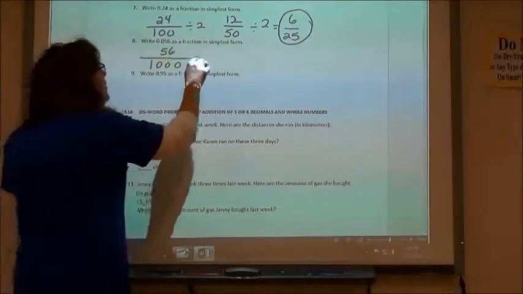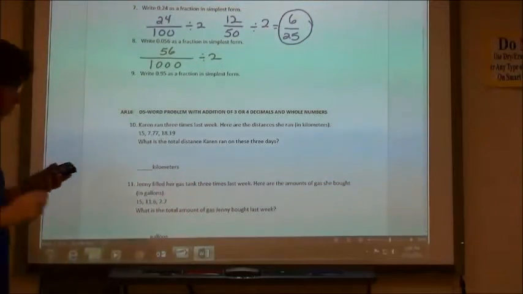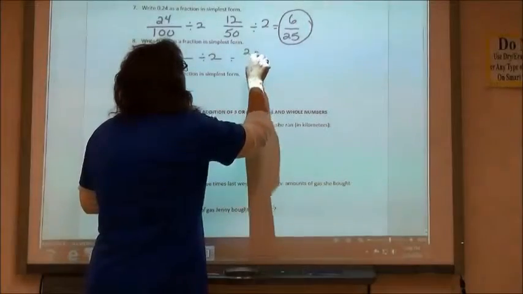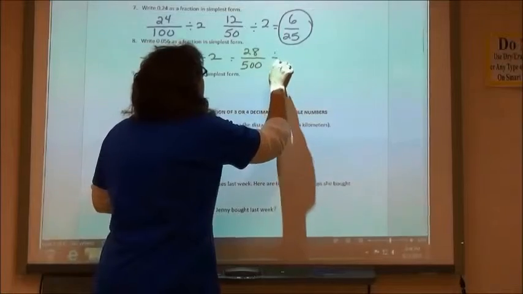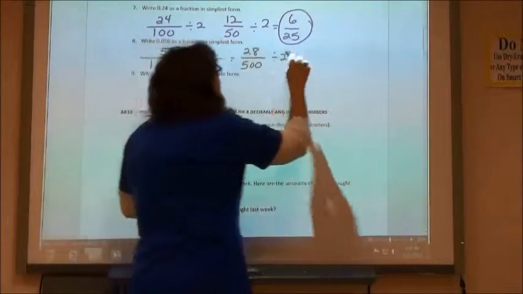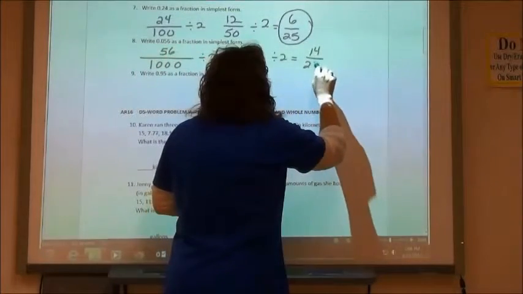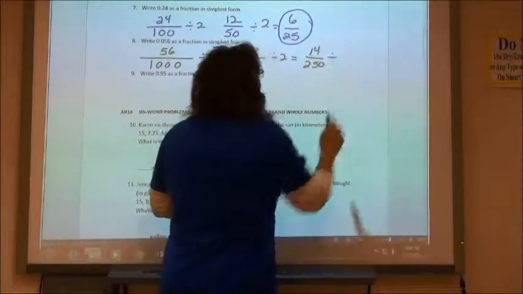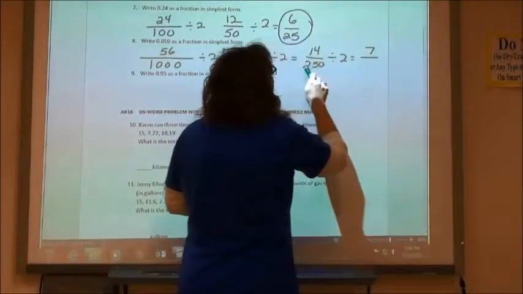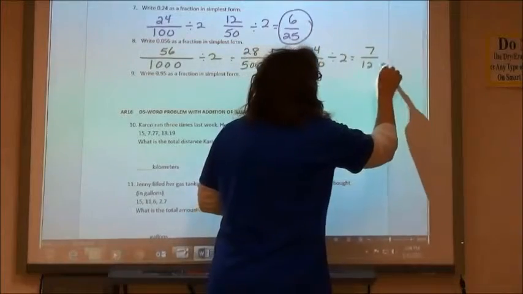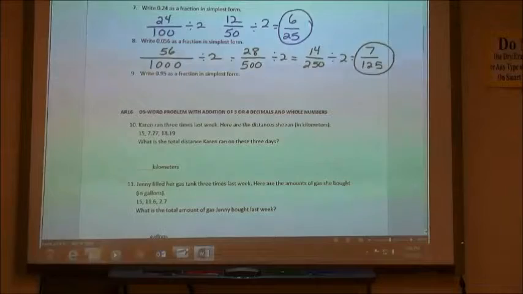Again, both of those are even, so I can divide by 2. 56 divided by 2 is 28. 1,000 divided by 2 would be 500. Again, I can divide by 2. 28 divided by 2 is 14. 500 divided by 2 is 250. Again, they're both even. I can divide by 2. Half of 14 is 7. Half of 250 is 125. Can't reduce that down any farther, so 7 over 125.